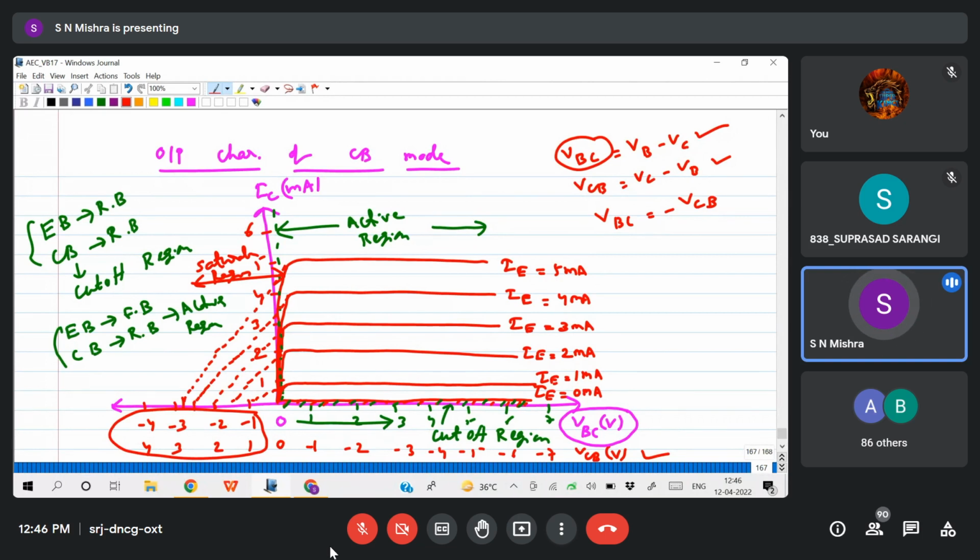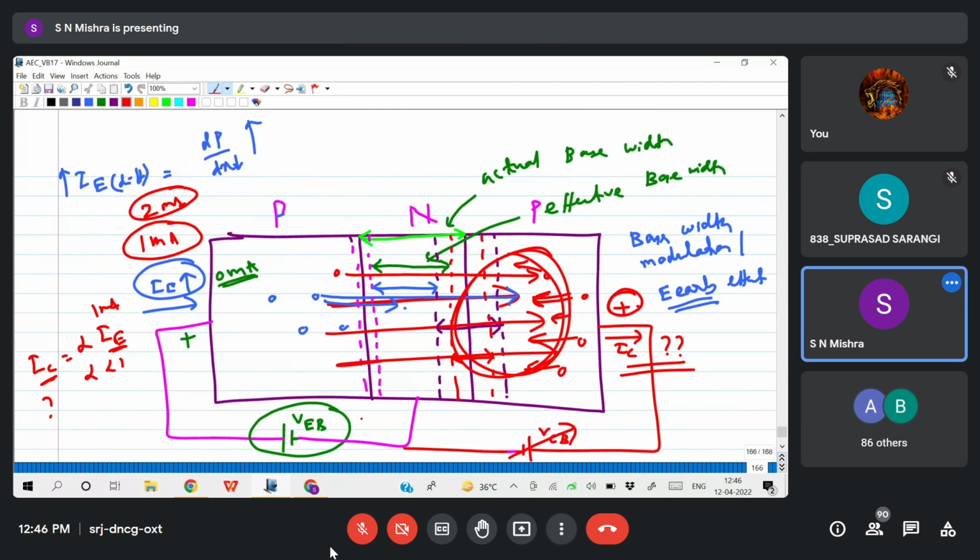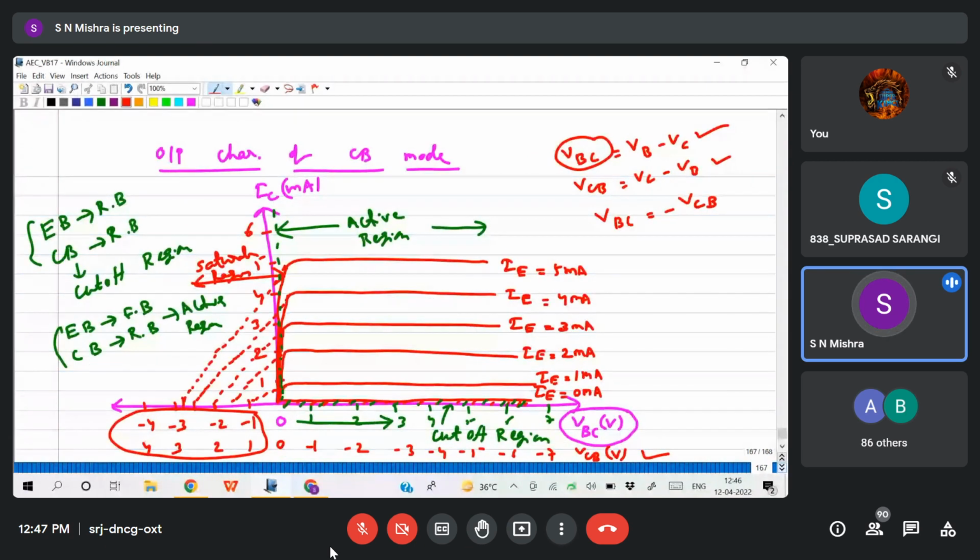Okay, so in this saturation region, what happened to the emitter base junction and the collector base junction? Both are forward biased or not? Look at this PN junction: P is connected to positive, N is connected to negative. The emitter base junction is forward biased. Look at the collector base junction: P is connected to positive, N is connected to negative. This is also forward biased. So for the saturation region, the emitter base junction is forward biased, and the collector base junction is also forward biased. Then this is called saturation.